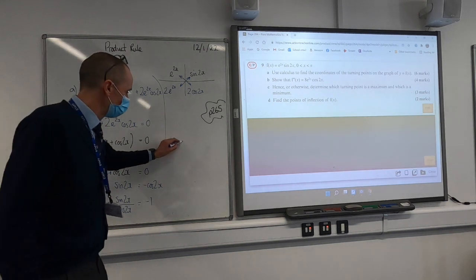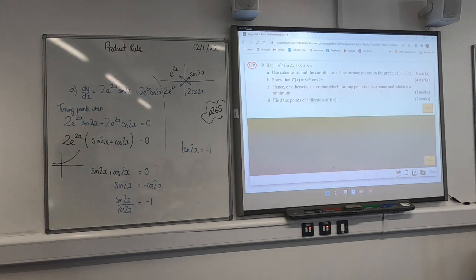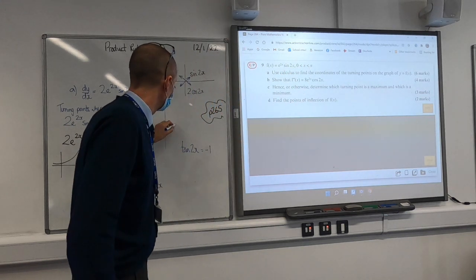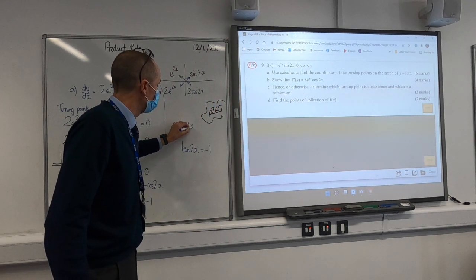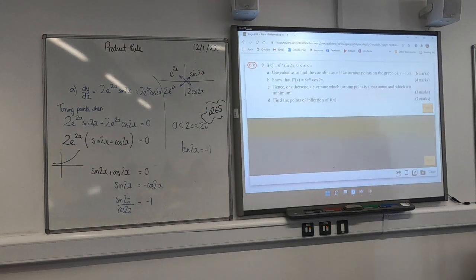Run out of space, so I'm going to go up here. So I'm looking for where tan 2x equals minus 1. X is between naught and pi, so I need to look as far as 2 pi. So you're going to do shift tan of minus 1. Get your solution. And then don't forget, with tan it's really easy because you get solutions every 180 degrees, which is every pi radians. So you're just going to add pi, and then if you can add pi again, stop when you get as far as 2 pi.